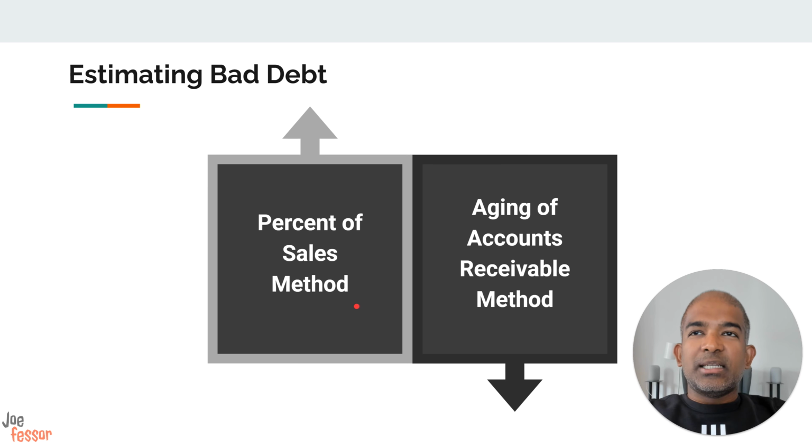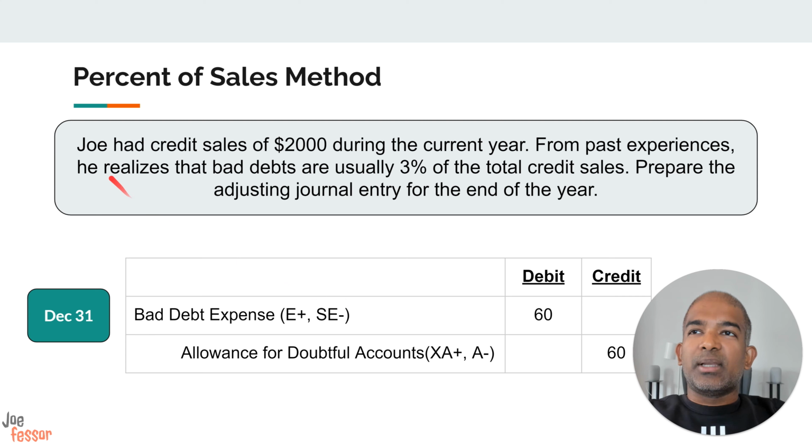Let's first look at the percentage of sales method using an example. Joe had credit sales of $2,000 during the current year. From past experiences, he realizes that bad debts are usually 3% of the total credit sales. Prepare the adjusting journal entry for the end of the year. So $2,000 of credit sales, usually 3% is uncollectible. 3% of $2,000 is $60.